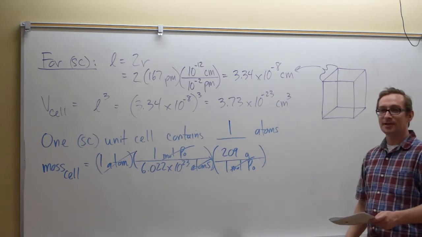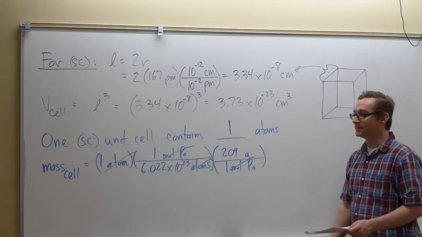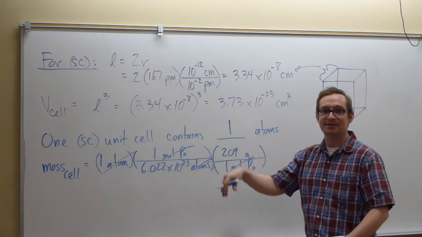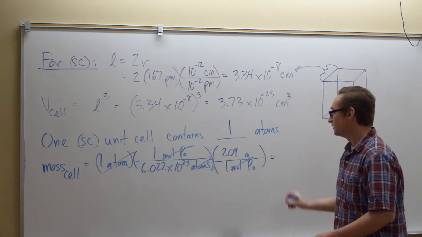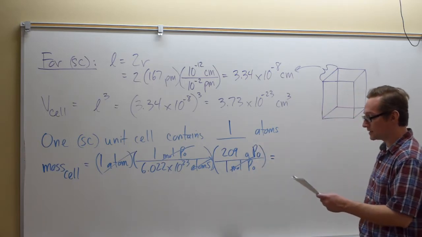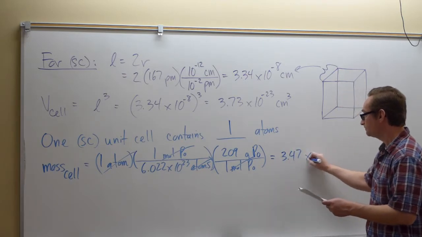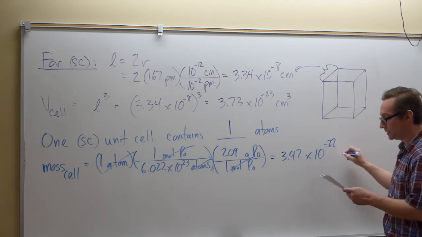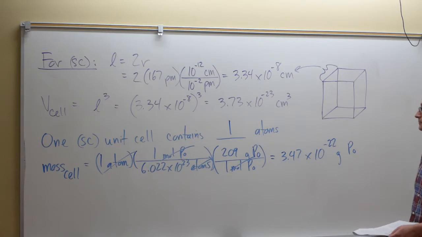Do you remember that flow chart thing I mentioned? It's going back to that, right? This is like the wax on wax, like, oh, got that one. Oh, from like 15 weeks ago. Oh, we're using it. Okay, so we can get our mass of a unit cell from that, and we end up getting 3.47 times 10 to the minus 22nd grams of polonium.